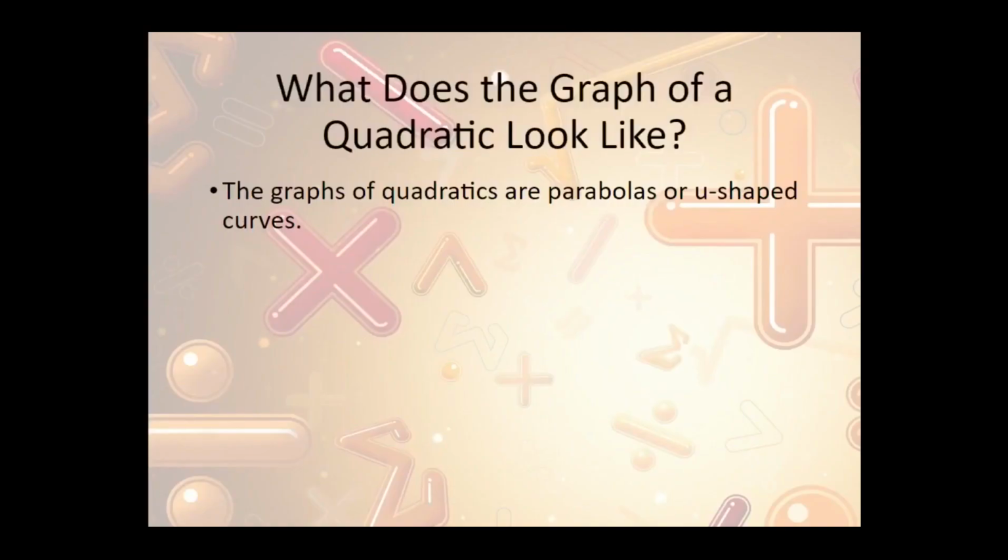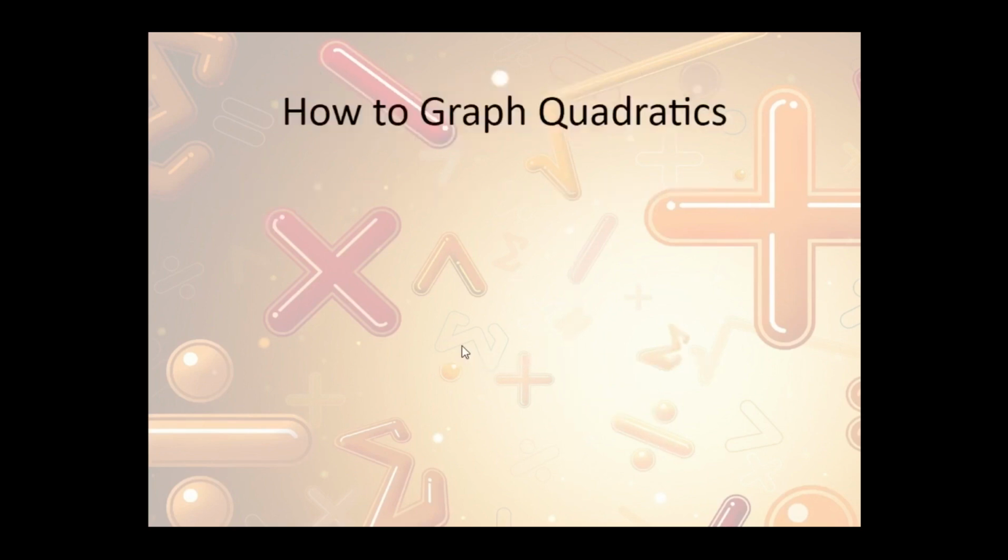Now, what does the graph of a quadratic look like? The graphs of quadratics are parabolas, or U-shaped curves. They look like this. So it forms this perfect U shape and goes down and then comes back up. And it could also go the other direction. It could start by going up and then return down. So these are quadratics. So how do we graph quadratics?